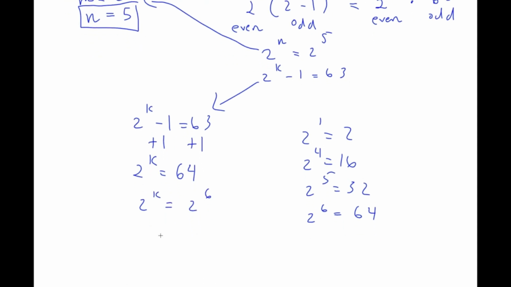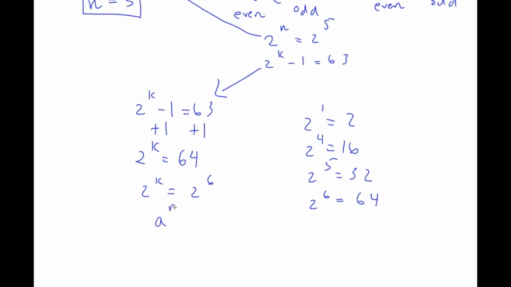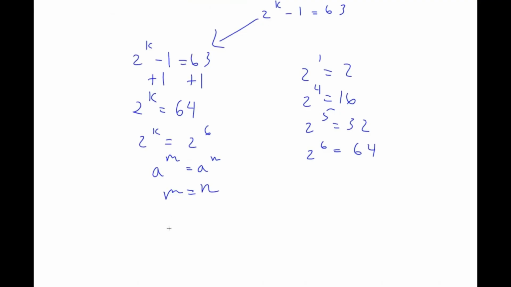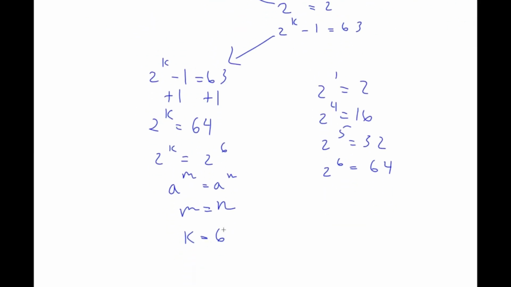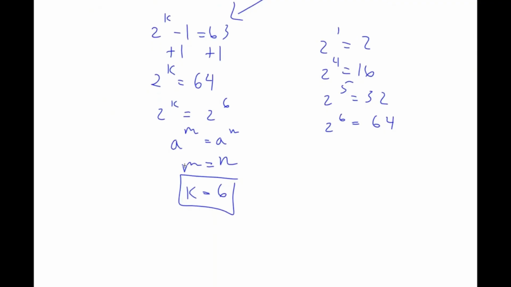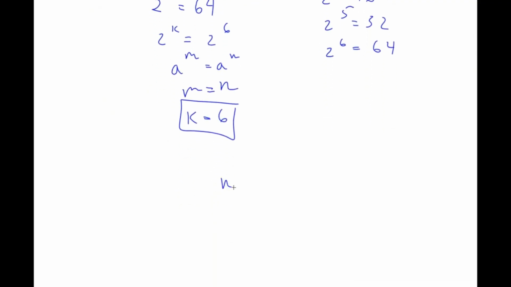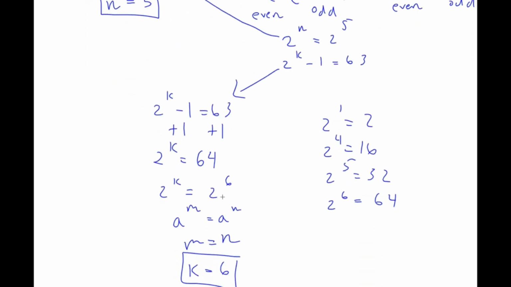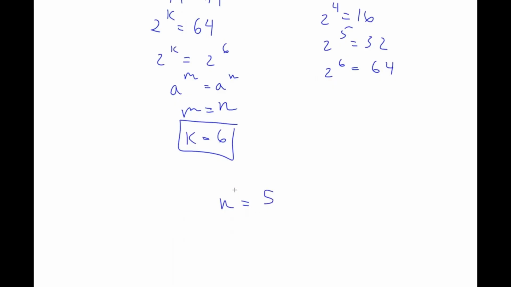And again, remember, if we have something in the form a to the power of m is equal to a to the power of n, this means that m is equal to n. So in this case, k is equal to 6. So now we have our value for n, we have our value for k. We know that n is equal to 5. k is equal to 6.